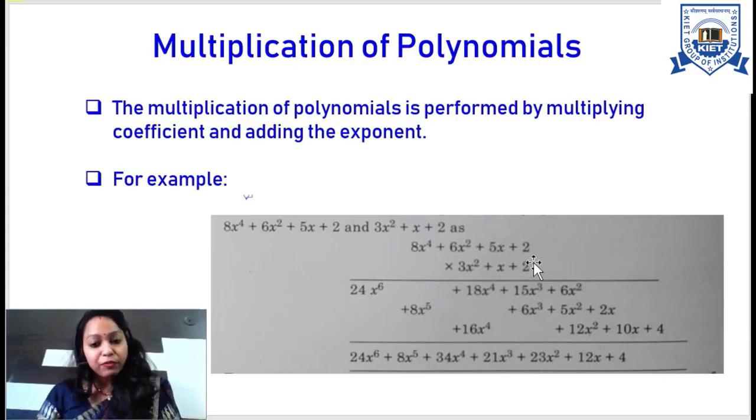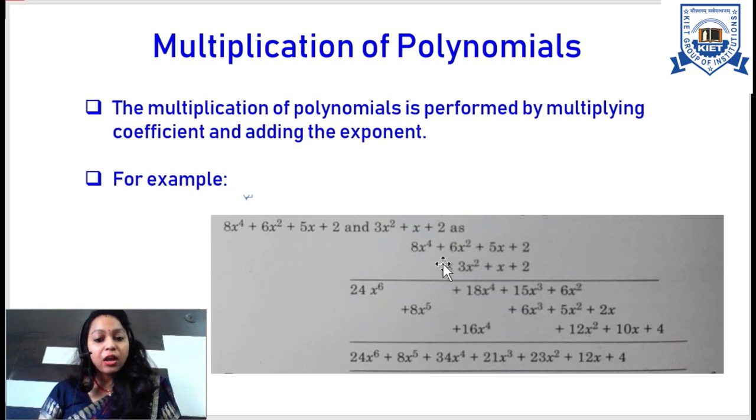So what we will be doing is, we will start scanning the equations from left to right. The first term for this will be 8x power 4. The first term for the second polynomial equation is 3x squared. So we have multiplied the coefficient value 8 into 3, that is 24, and added the exponent value, 4 plus 2 is 6, so it will be 24x power 6.